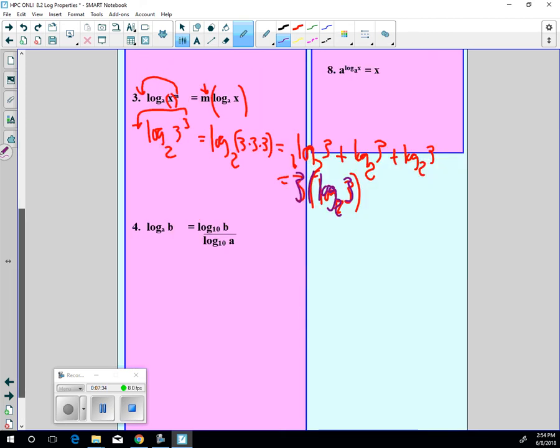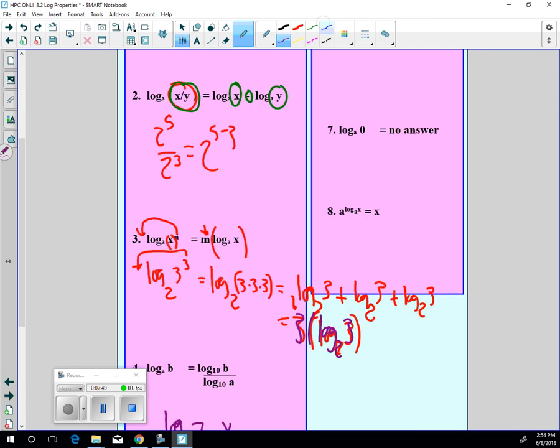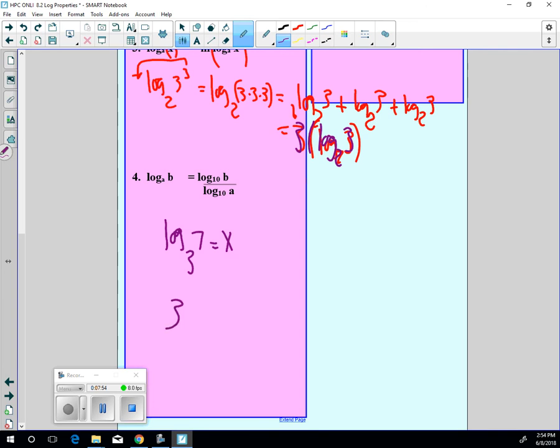How about a change of base? Log base 3 of 7 equals x. Well, when we're confused and we don't know what to do with a log, change it into an exponent. So you're going to get base 3 to the x equals 7. Now take the log base 10 of both sides.